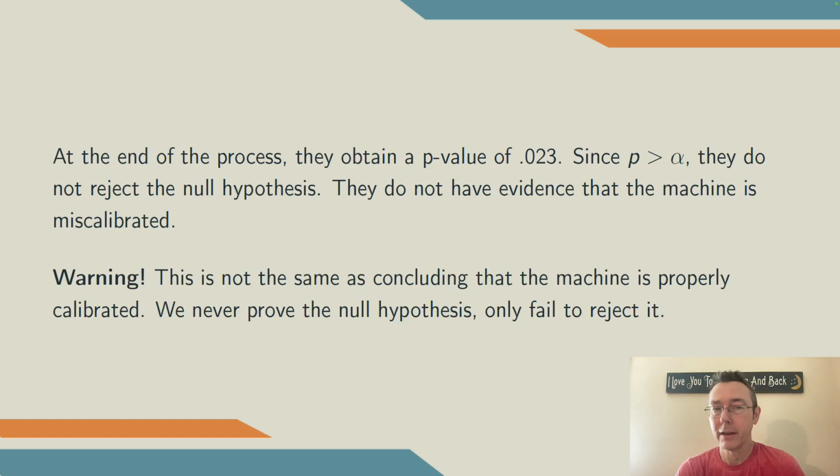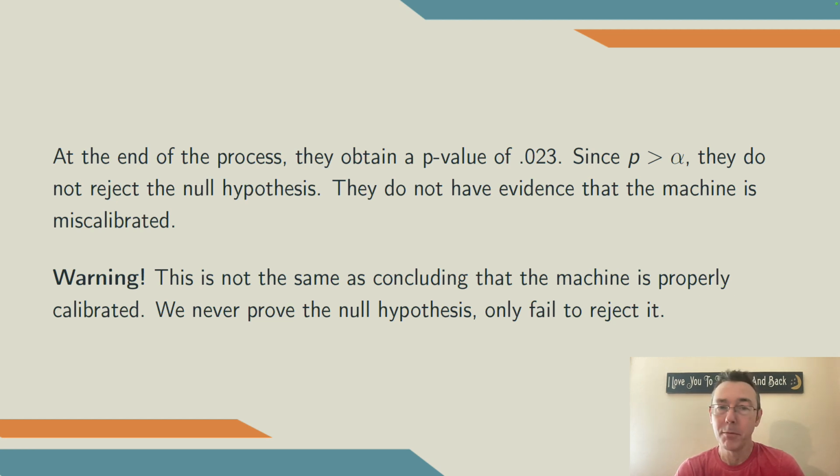Suppose at the end of the process they obtain a p-value of 0.023. Now, they were testing at significance level 0.01, and p is greater than 0.01, so they do not reject the null hypothesis. They do not have evidence that the machine is miscalibrated. Notice it would be wrong to conclude that the machine is calibrated correctly here. If the machine were calibrated correctly, they would only get sample data like what they got about 2.3% of the time, so not very often.